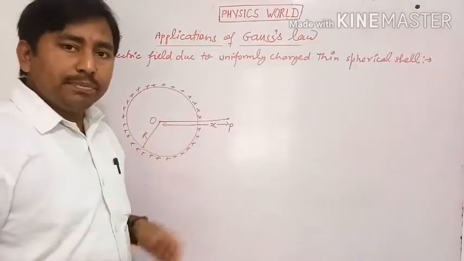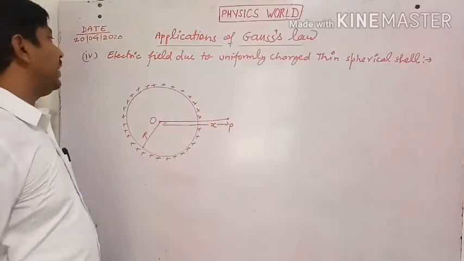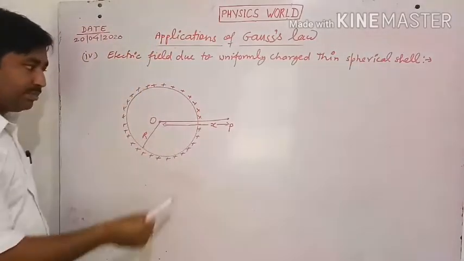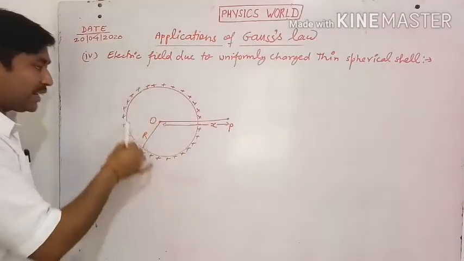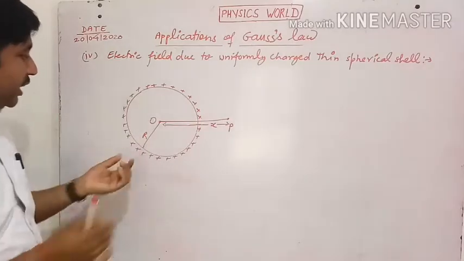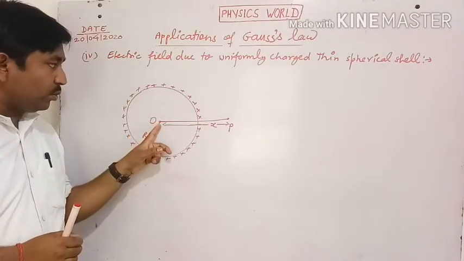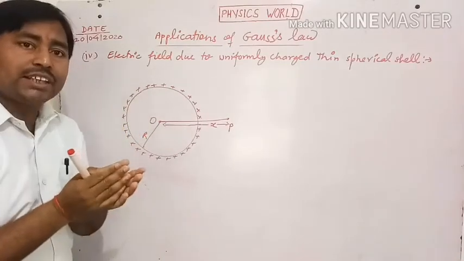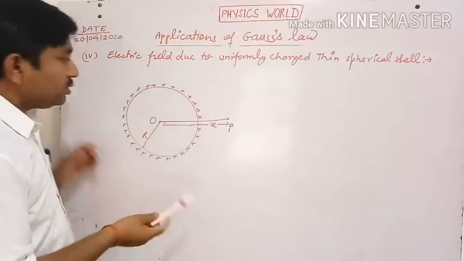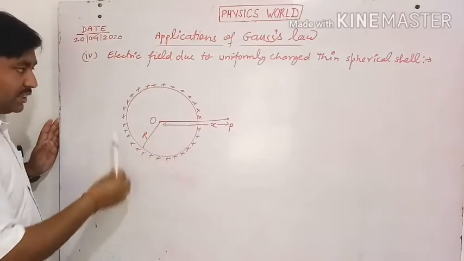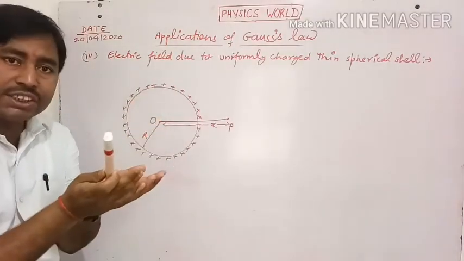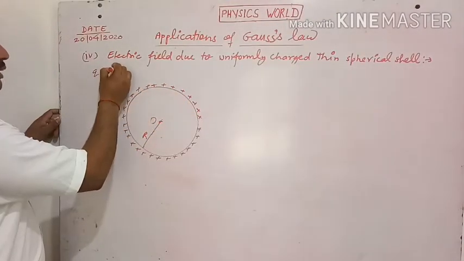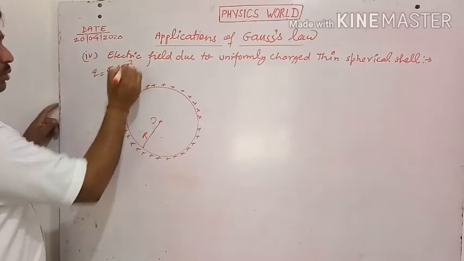Okay, let us come to the fourth application of Gauss law: electric field due to a uniformly charged thin spherical shell. Consider we have a thin spherical shell whose radius is R and center is O, and this shell contains Q amount of charge over its surface. So if we take the surface charge density of this spherical shell as sigma, the charge Q can be expressed as sigma times 4 pi R square.